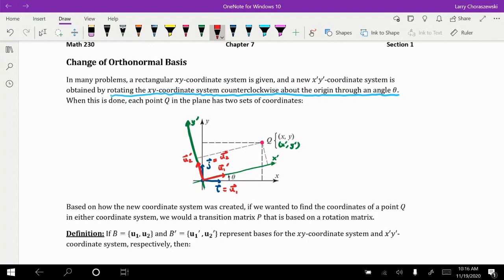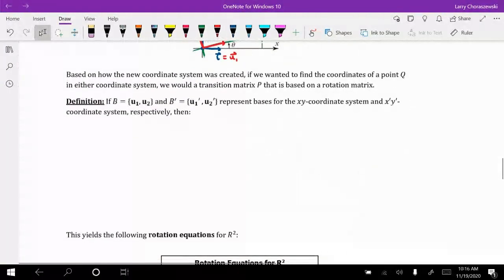Actually, there's going to be two of them. There's going to be the matrix that takes us from the xy coordinate system to the x prime y prime, and then there's going to be one that takes us back. So let's say that we wanted to go from the xy coordinate system to the x prime y prime coordinate system. Then that would require a transition matrix P, and if we consider the old basis B, the xy coordinate system, then we would want to go from B to B prime. Okay, so this is a matrix that we're going to use to go from the xy coordinate system to the x prime y prime.